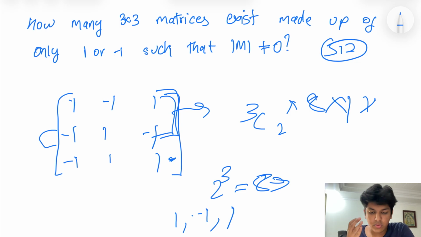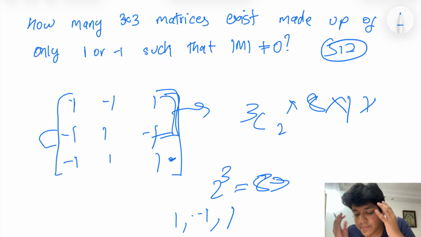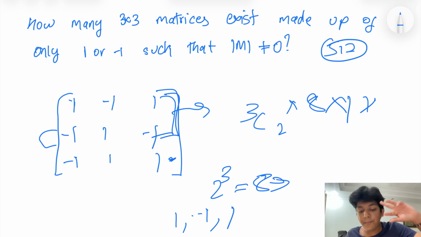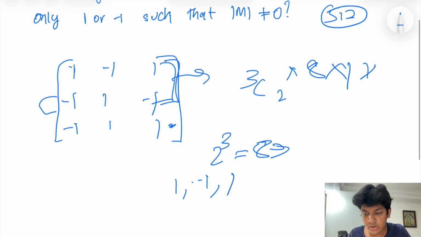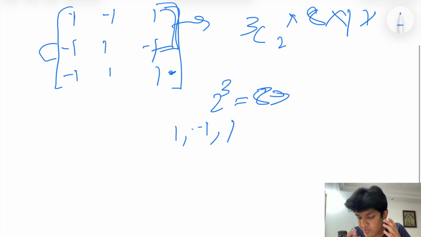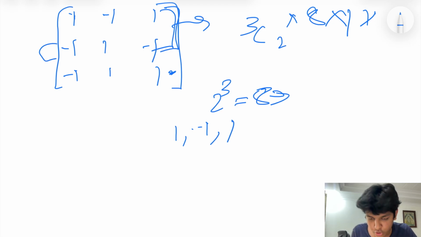Let's keep the third row different from both the rows. Why should we keep it different from both the rows? If it is same, then there is a possibility of double counting. How is there a possibility of double counting? In fact, not a possibility, but there will be double counting. How? Let me show you.